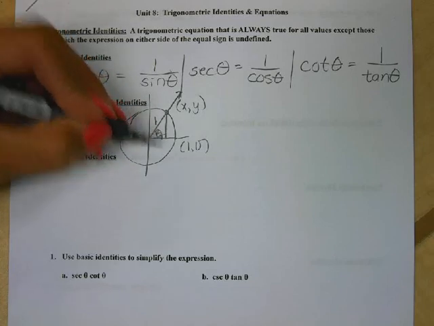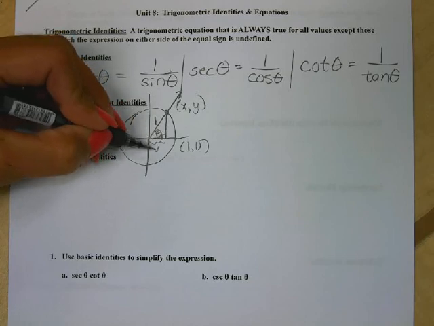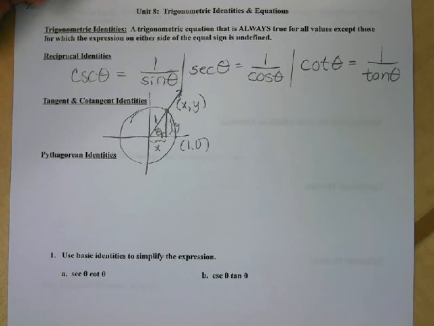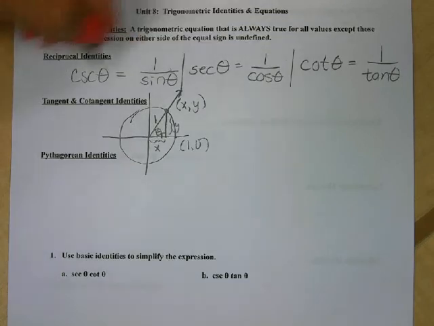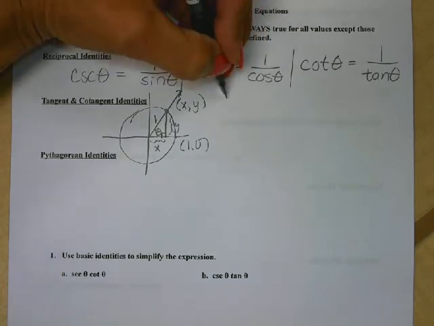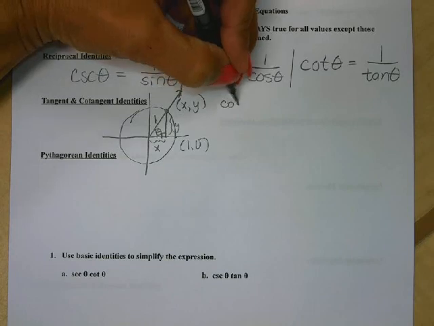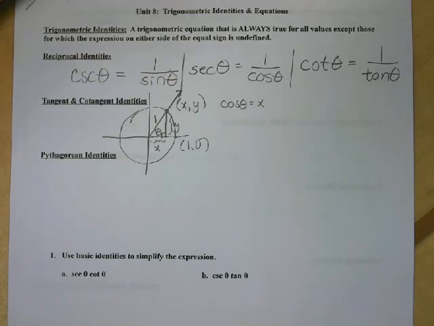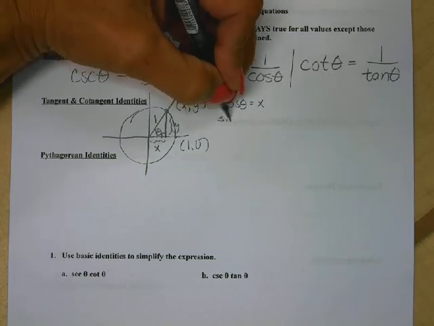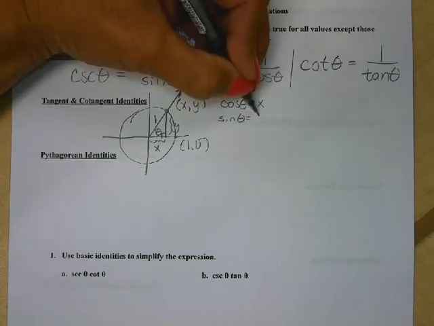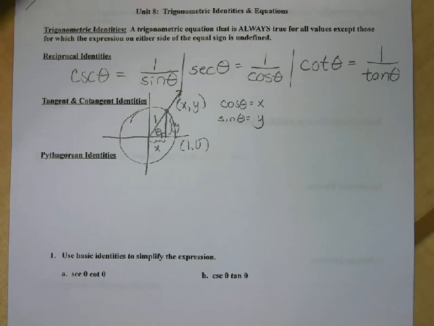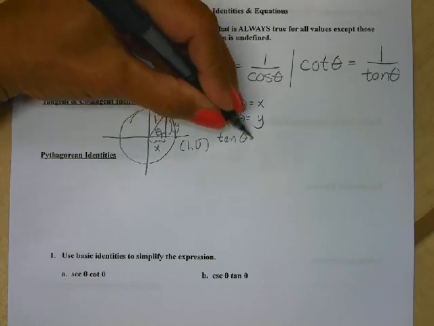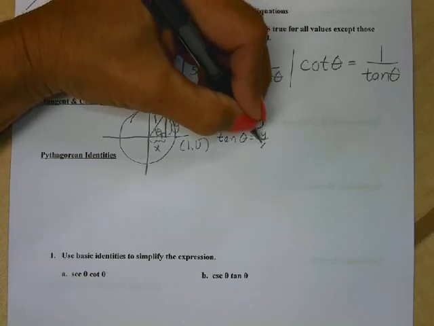And that if I drop that little perpendicular down, we know that that coordinate is x and this coordinate is y. And we remember from our work with the unit circle that the cosine of an angle is equal to the x-coordinate as we rotate around the unit circle. The sine of an angle is equal to the y-coordinate when we rotate around the unit circle. And the tangent is equivalent to the ratio of y over x.